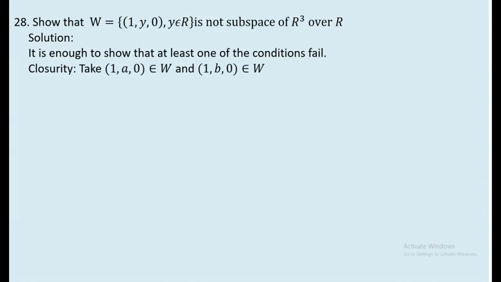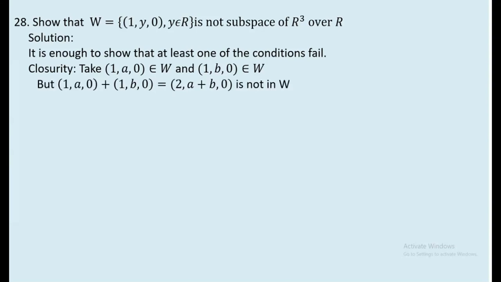So let's consider the closure property. Take an arbitrary element from W, (1, a, 0). Yes, (1, a, 0) is a vector that is part of W, okay? For an element to be part of W, the first entry must be 1. And you are free to take any real number as the second entry, and 0 must be the third one. So (1, a, 0) belongs to W, and take another one, (1, b, 0), is also in W.